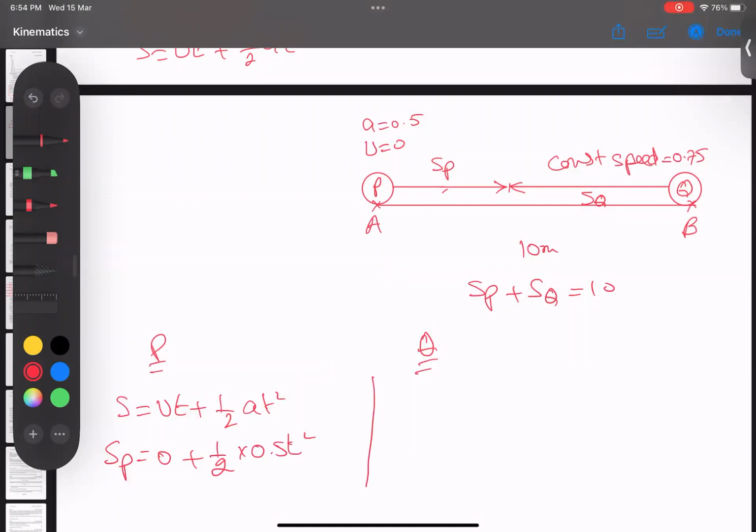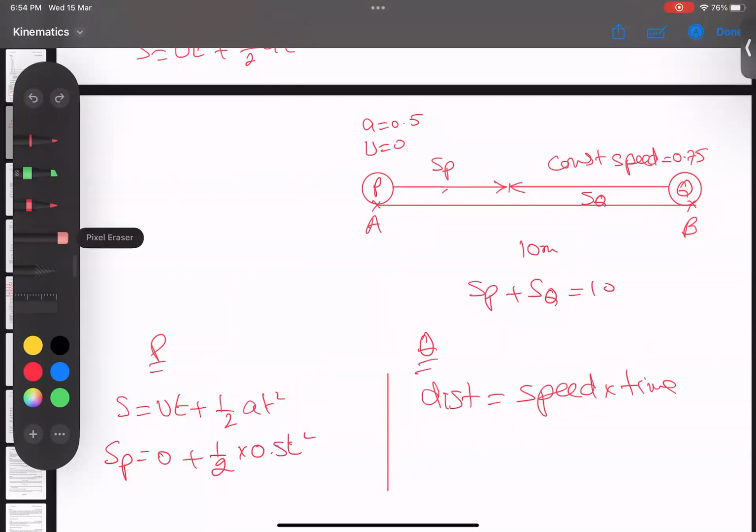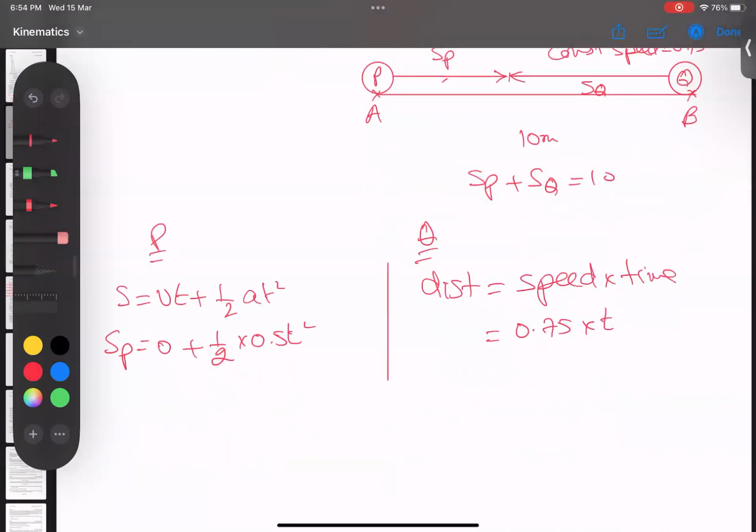What is it for the other particle? Because you know very well that the speed is constant, I will use the formula distance equals speed times time. This formula is only applicable when speed is constant. For P the speed is not constant, it is accelerating, speeding up. For Q the speed is 0.75 and the time is T seconds.